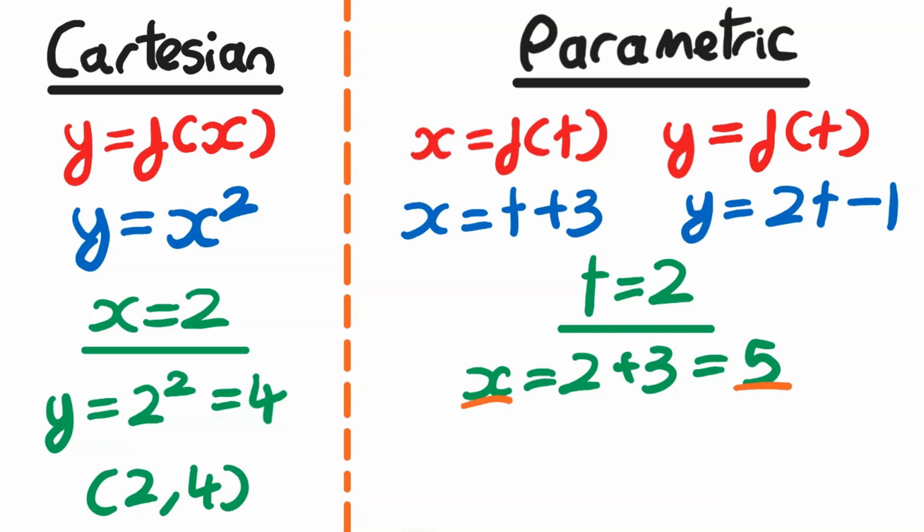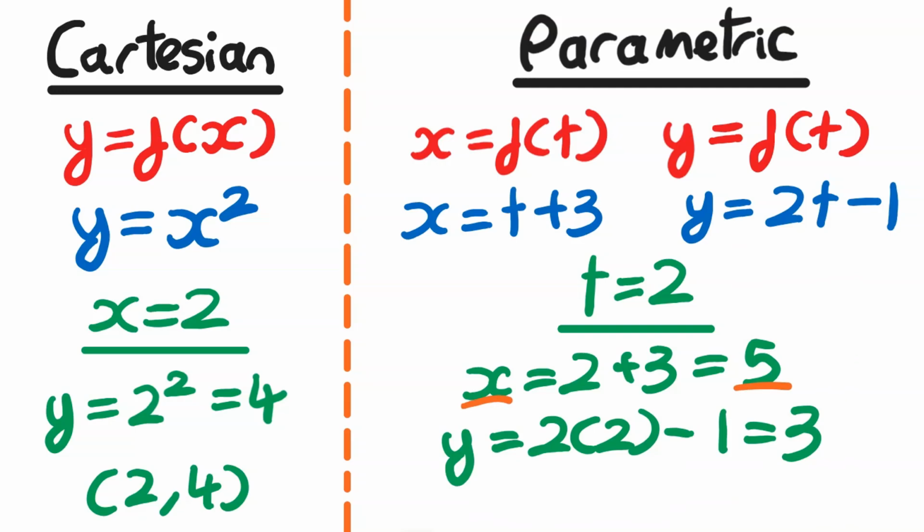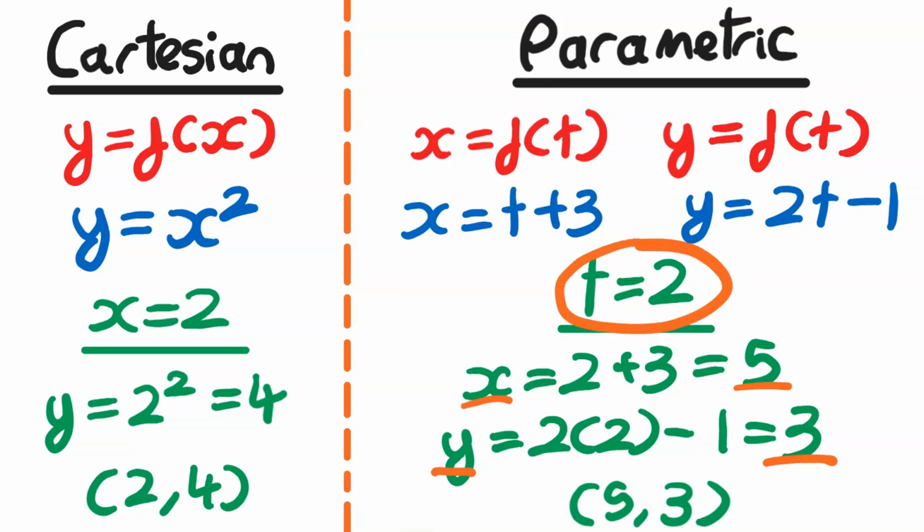And then if we use this parametric equation here, y is going to be equal to 2t minus 1, so 2 times 2 minus 1, 2 times 2 is 4, minus 1 is 3, so y is equal to 3. So a coordinate on this graph is 5, 3, where x is 5 and y is 3. Note that in parametrics, this t equal to 2, this input, doesn't actually appear in the final coordinate. Compare this to Cartesians, where the input x is equal to 2 is in the final coordinate.